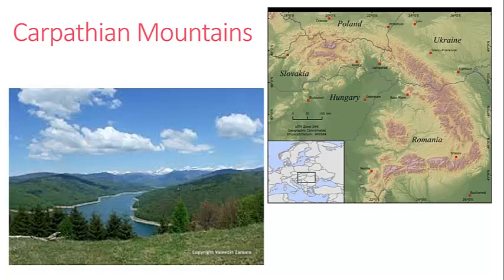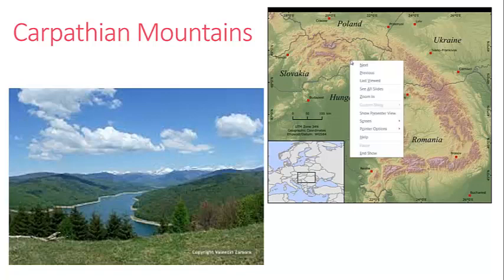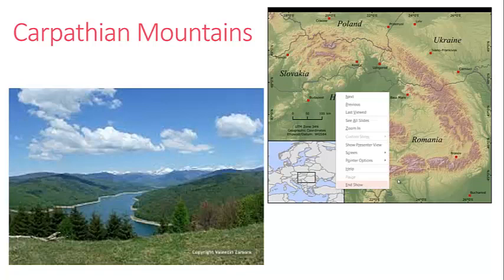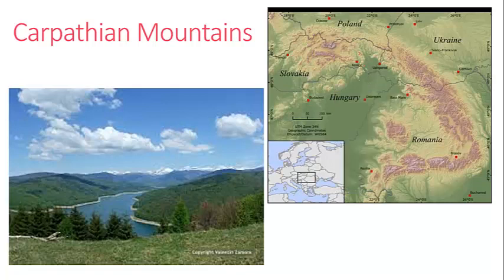Our next major physical feature is called the Carpathian Mountains. The Carpathian Mountains are in what's called Eastern Europe. They run through Slovakia, Romania, Ukraine, Poland. So all of these are called the Carpathian Mountains right here.